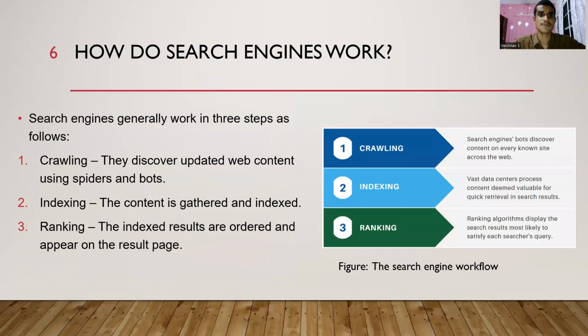Now let's have a deep understanding of how search engines actually work. They generally work in three steps: crawling, indexing, and ranking. In the crawling process, spiders and bots of search engines discover updated web content on every known website. This content, after discovery, is gathered and indexed. The index results are finally ordered and appear on the result page. The ordering is done based on ranking algorithms.